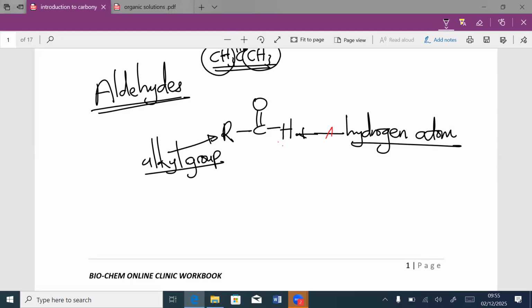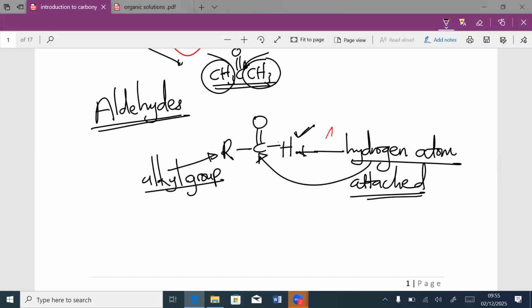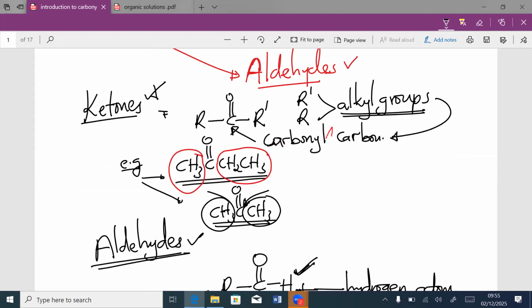So for you to be able to distinguish a ketone from an aldehyde, you just look at this. For aldehydes, a hydrogen atom is directly attached onto the carbonyl carbon. That is for aldehydes. I think you understand what I'm trying to say. Then for ketones, the carbonyl carbon has alkyl groups attached onto it. That is how ketones look.